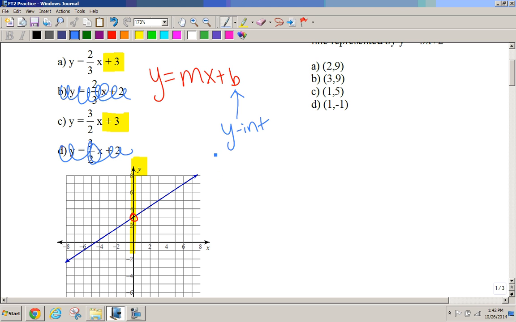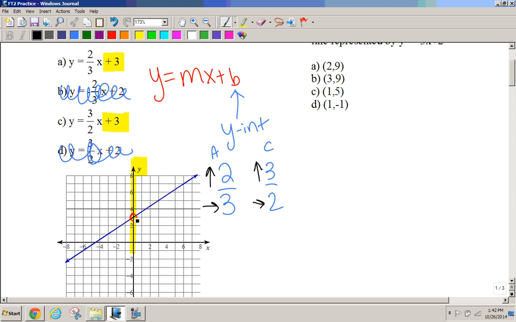So let's look at the difference between them. One of them has slope 2/3, that's choice A, and choice C has slope 3/2. Now A would mean we're going up 2 and right 3, and C would mean we're going up 3 and right 2. Okay, so let's try both of those options.